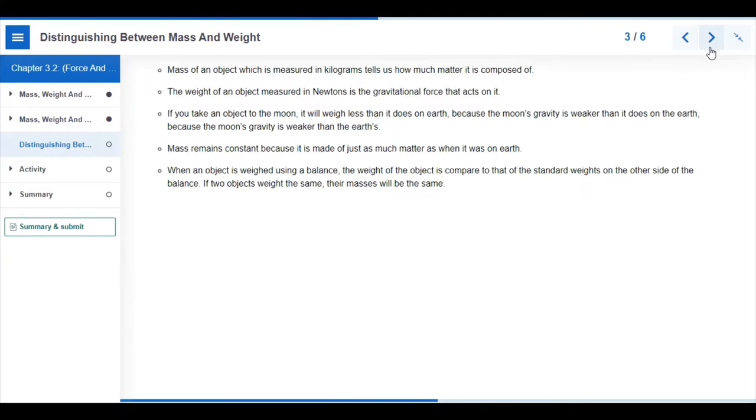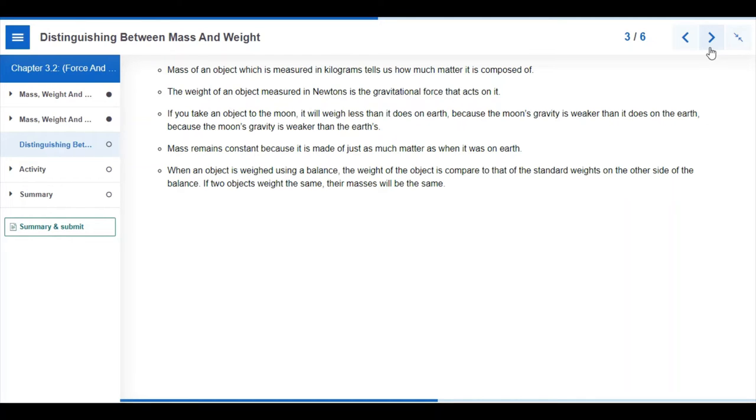Now, distinguishing between mass and weight. Mass of an object, which is measured in kilograms, tells us how much matter it is composed of. The weight of an object, measured in newtons, is the gravitational force that acts on it. If you take an object to the moon, it will weigh less than it does on Earth. Why? Because the moon's gravity is weaker than the Earth's.